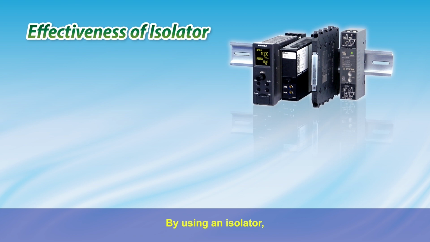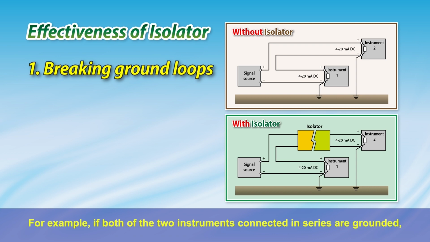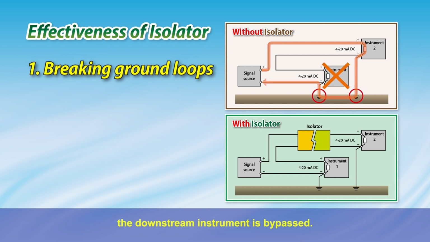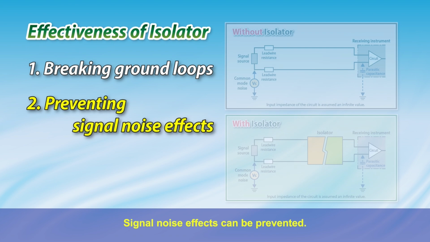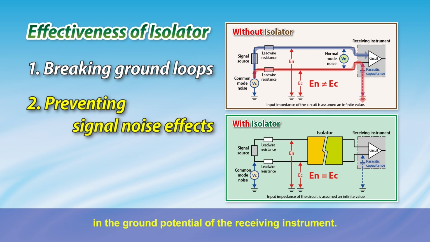By using an isolator, ground loops can be prevented. For example, if both of the two instruments connected in series are grounded, the downstream instrument is bypassed. Isolators can prevent this. Signal noise effects can be prevented. For example, signal noise effects can be caused by an imbalance in the ground potential of the receiving instrument. Isolators can prevent this.